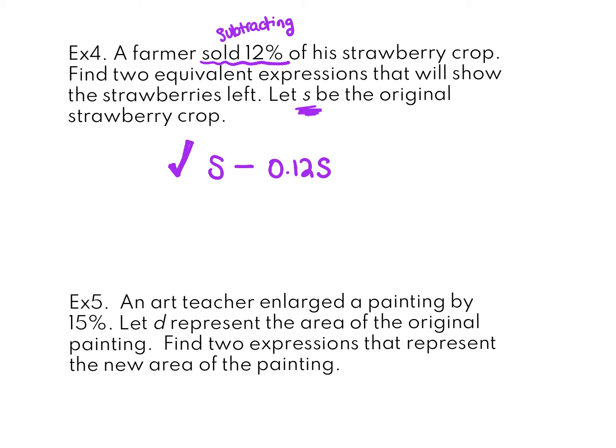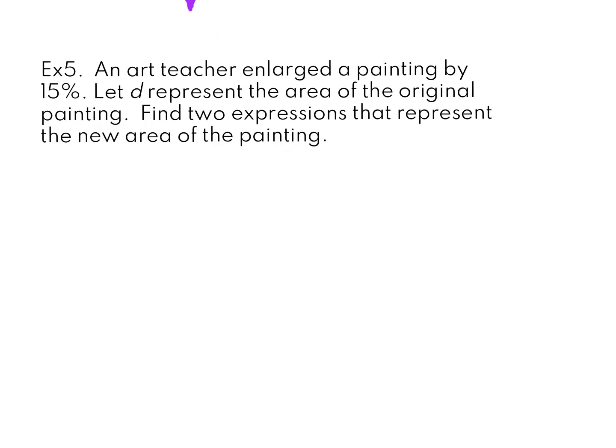To create an equivalent expression, I'm going to combine my like terms, and I'm going to get 0.88s because I'm taking 1s minus 0.12s. That's going to give me 0.88s. There's my second equivalent expression. The word sold means we're subtracting.